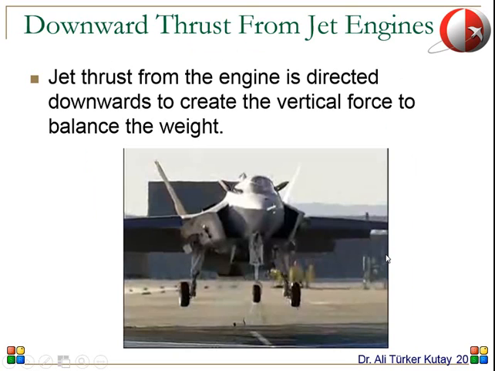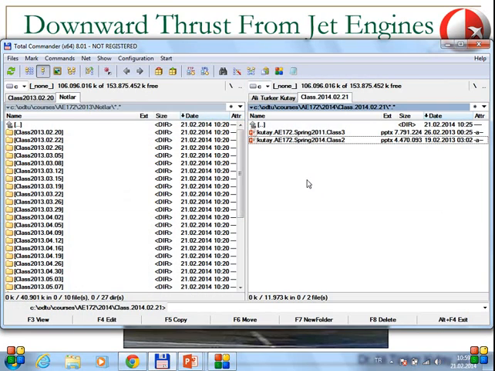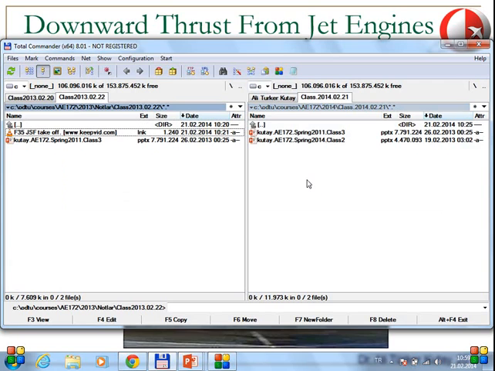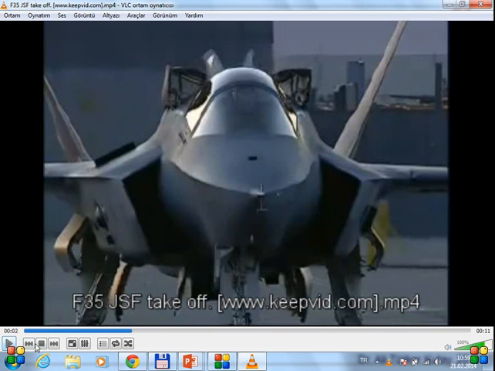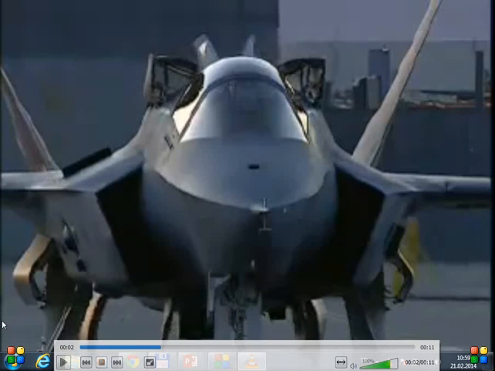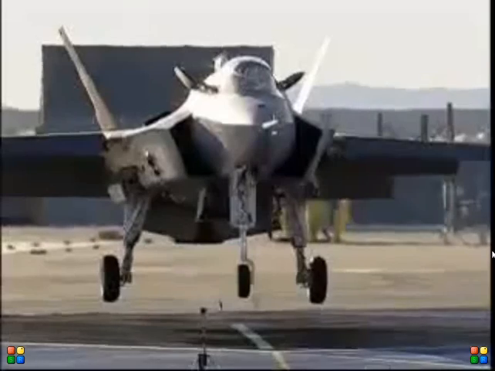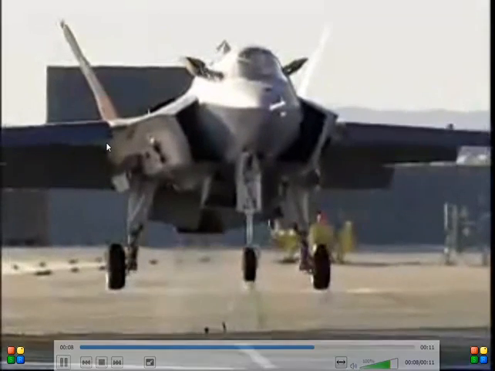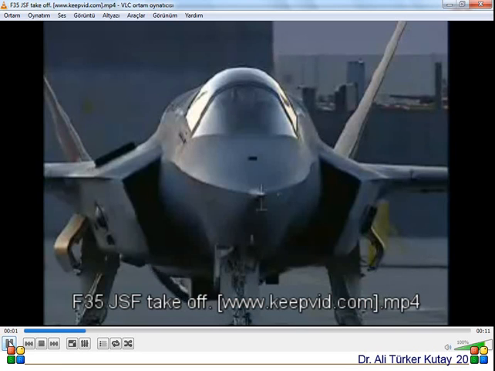There are just a few aircraft that use this concept, and I have a video of this F-35 aircraft. Let me show you that. Okay, so this aircraft is on the runway. It's stationary, it's not moving. Now it starts climbing, right? Slowly, but it's climbing. So at this point, obviously, the weight is balanced by some forces, and these forces are coming from its engines directly.